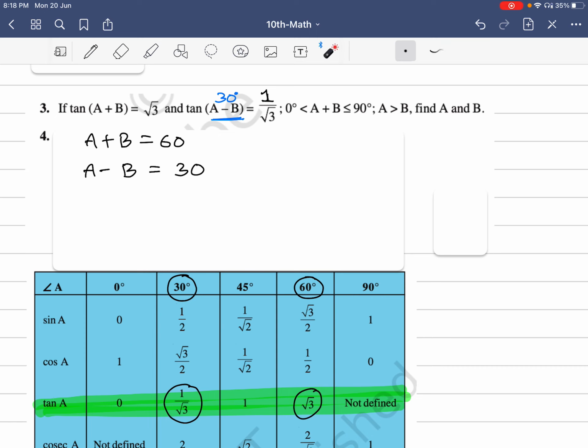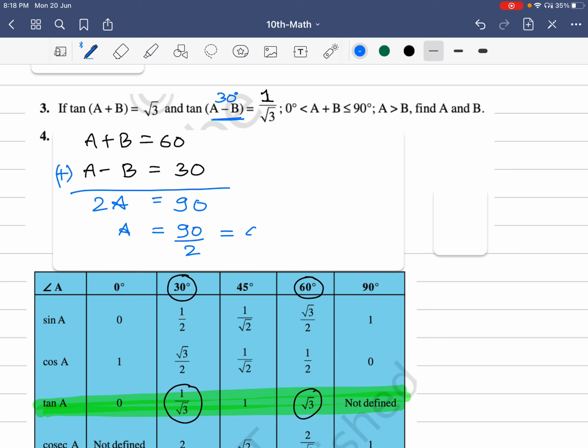So now clearly we have two equations in two unknown variables. We can find the values of a and b. So what I'm going to do is add both these equations. So I'm going to get 2a, and b and b will cancel. 2a is equal to 90. So I'm going to get a as equal to 90 by 2, and that is equal to 45. So angle a is equal to 45 degree.